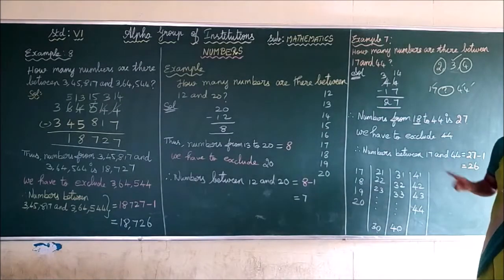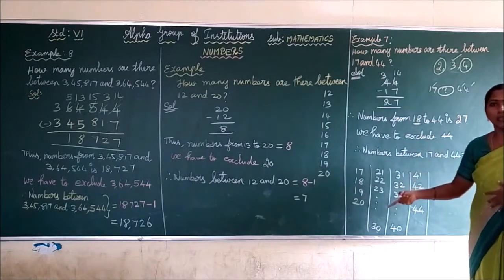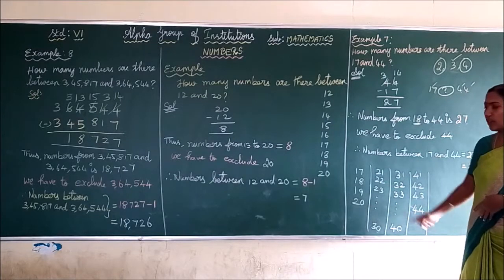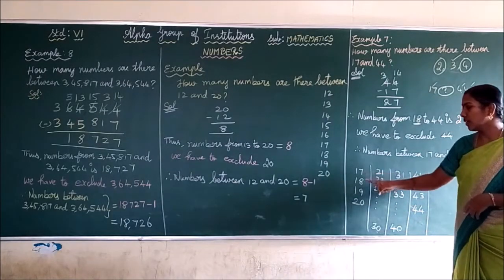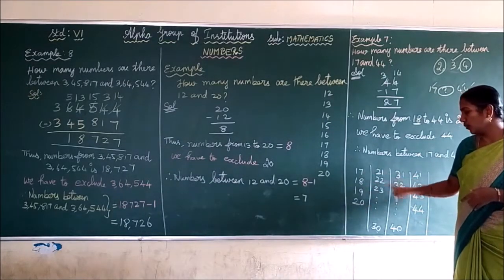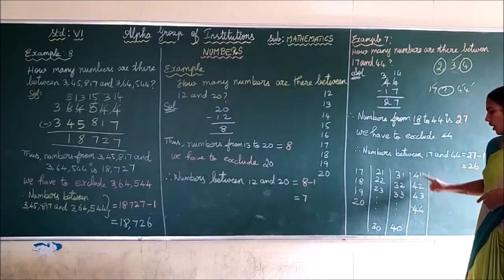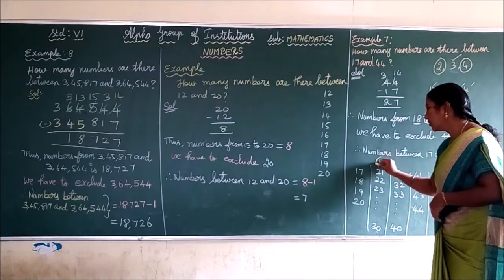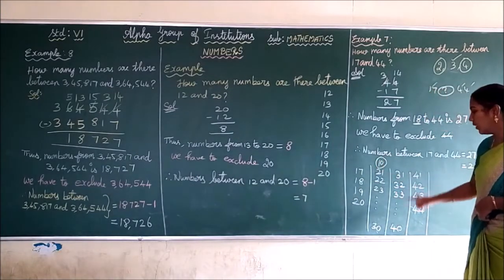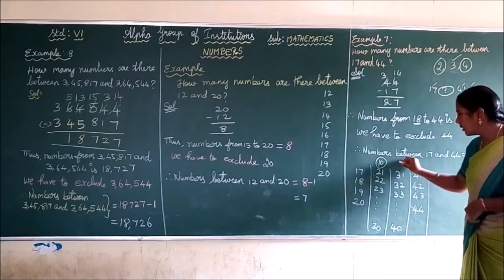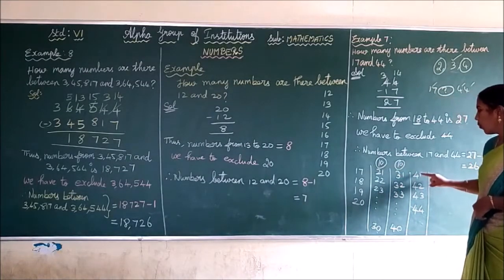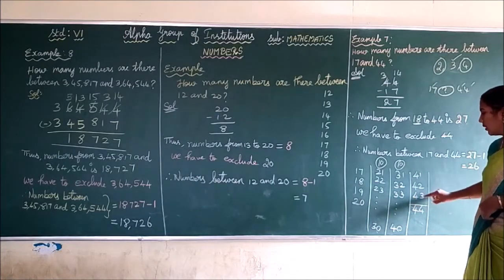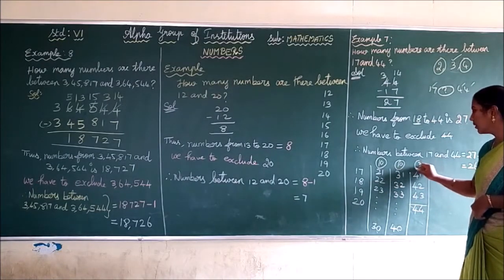Some may have confusion. How will you get the 26? Now let us see this example. I am writing here all these numbers from 17 to 44. See here, children. 17, 18, 19, 20. Next 21 to 30, 31 to 40, 41 to 44. From 21 to 30 there are how many numbers? 10 numbers. From 31 to 40 there are how many numbers? 10 numbers. See here, 1, 2, 3. We have to exclude 44. So how many numbers? 1, 2, 3 numbers.